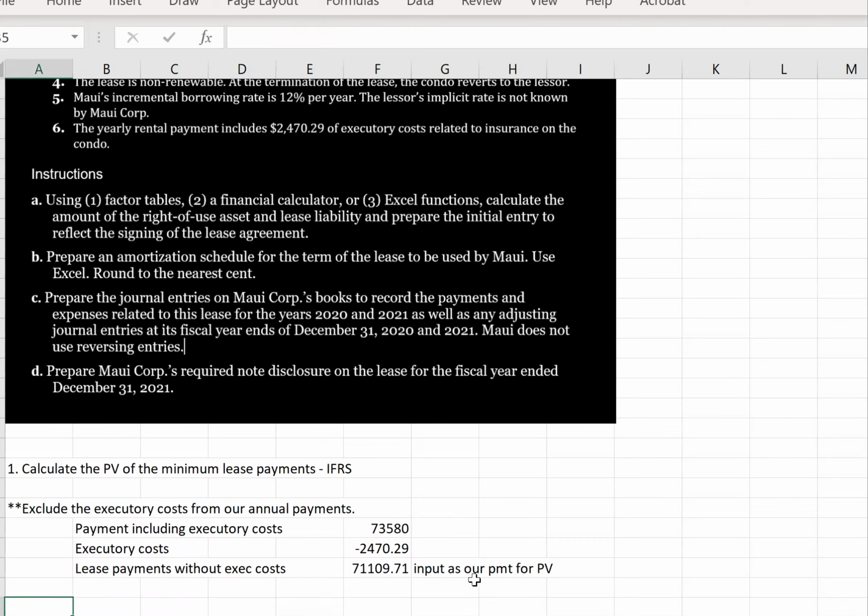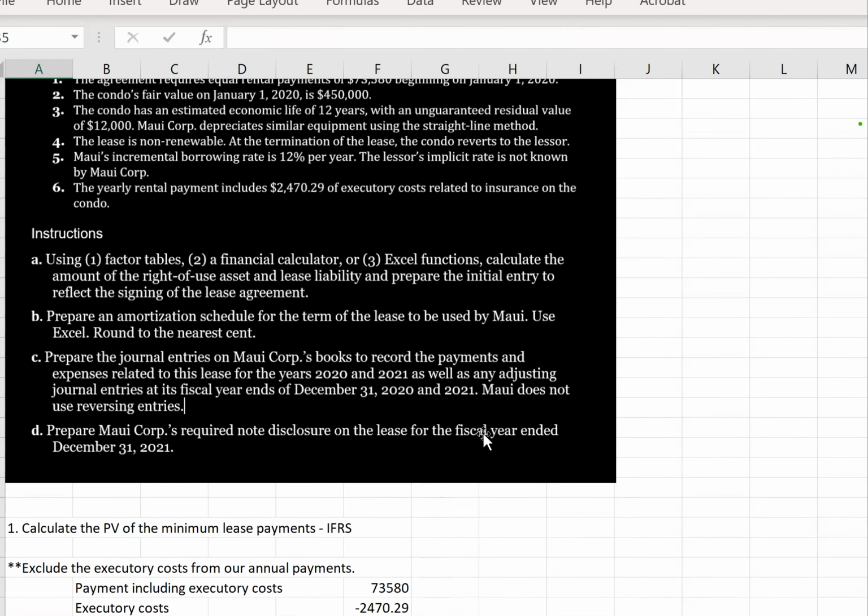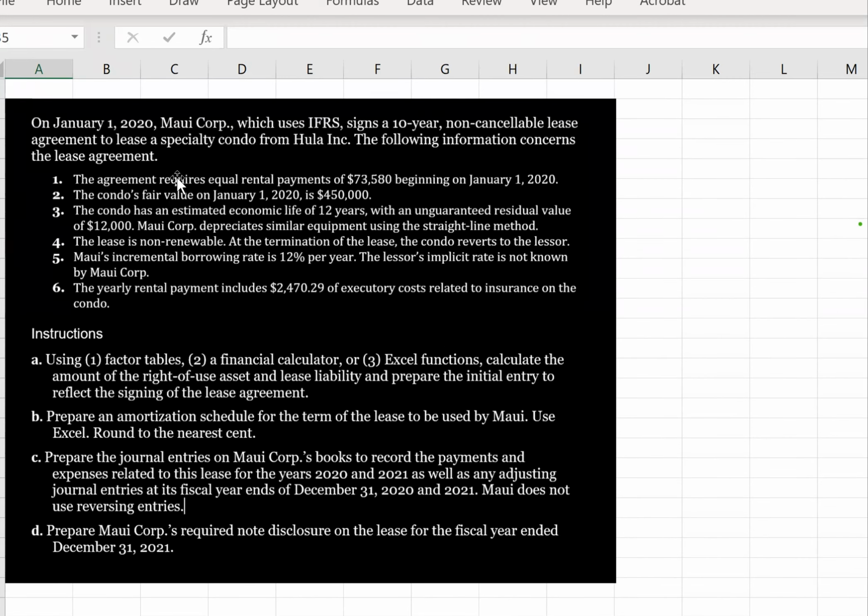So what else do we have here? Now what are we going to do about this interest rate? It's a really interesting one. It says Maui's incremental borrowing rate is 12% per year. The lessor's implicit rate is not known by Maui Corp, but we know that the implicit rate is required by IFRS, and that's what we're using here.